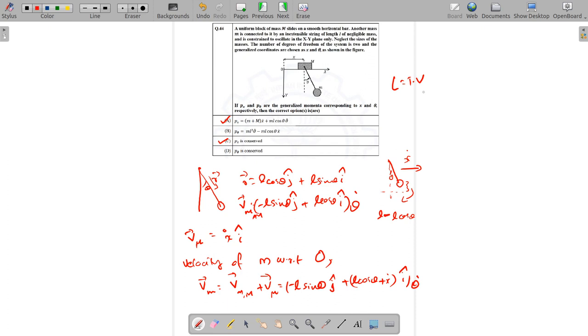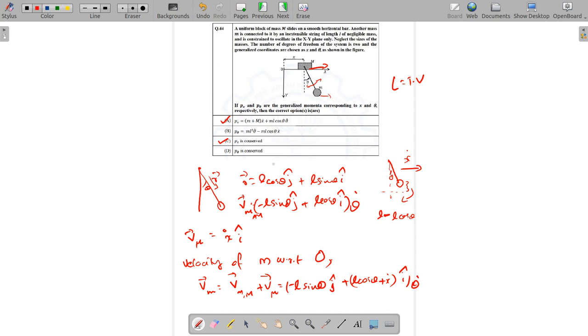So kinetic energy can happen. This big block is actually moving, and this small one is attached to it. So whatever motion the block has, this also will have the same motion, plus it has a kind of angular motion also. These two motions will give rise to the total kinetic energy of the system.